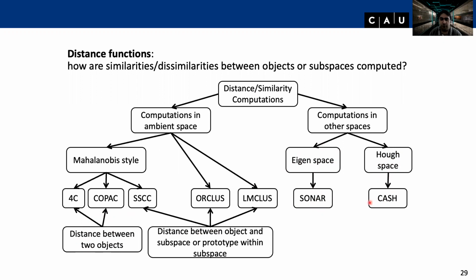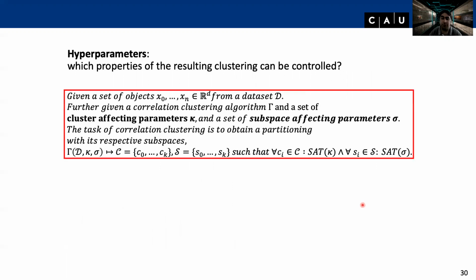And now we move on to the parameters. So far we had the distance functions, and now we ask what the parameters are, because the parameters enable us to control the properties of the outcome of a clustering. So how they actually look, which properties they fulfill. And we ask which properties of the resulting clustering can actually be controlled.